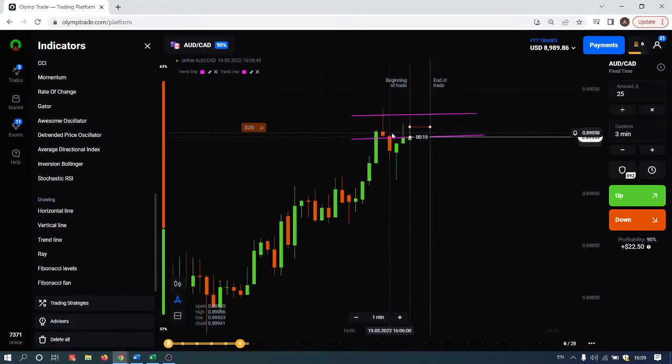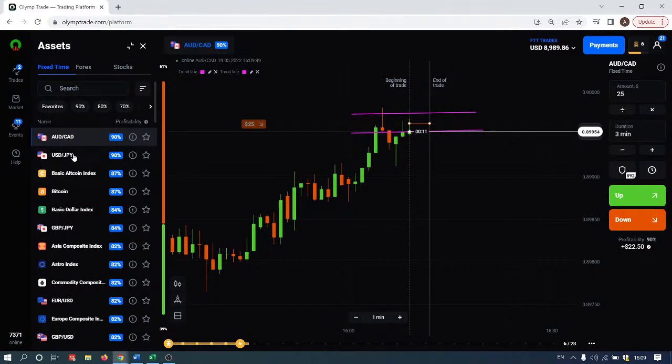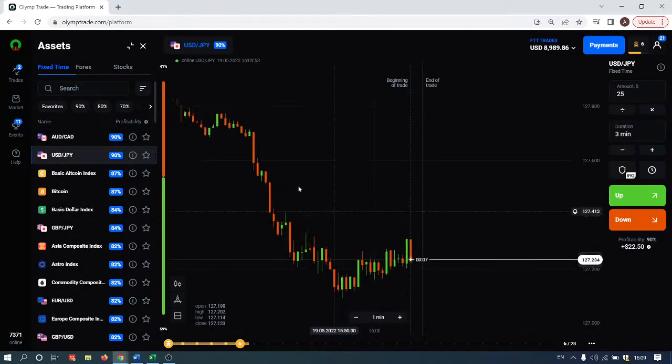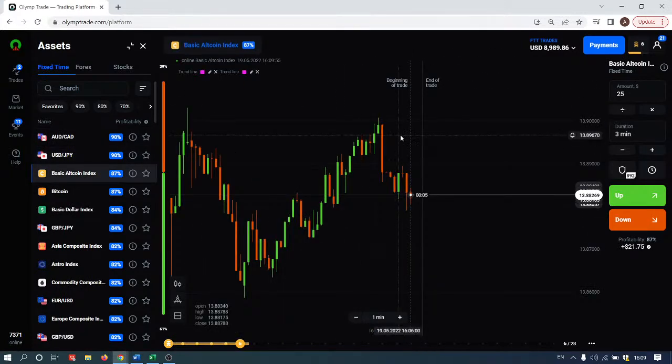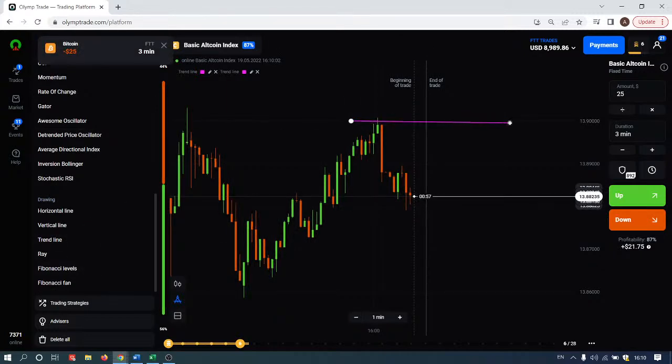And basically what you want to do is identify these levels or these areas. Some of these areas and levels can be easily spotted. For example, this one.